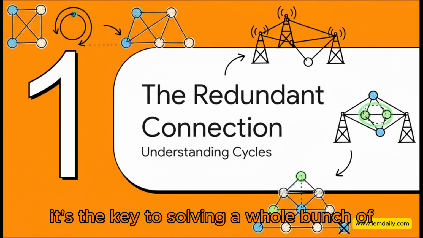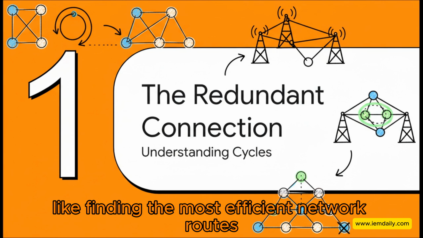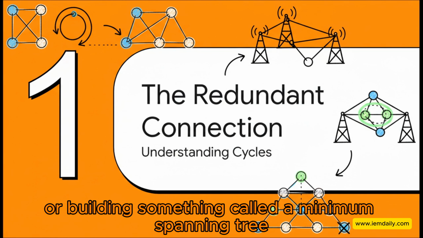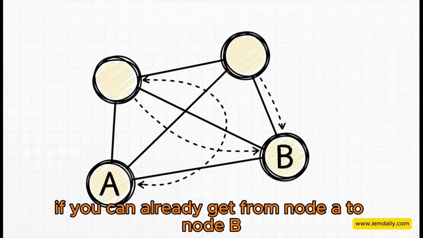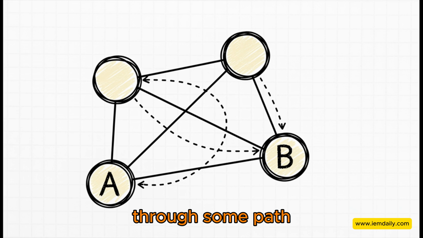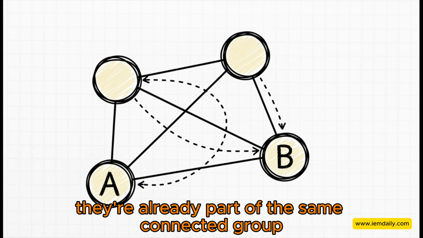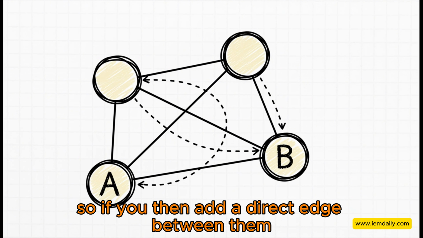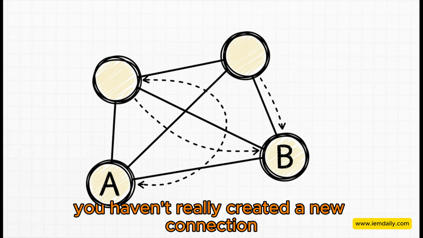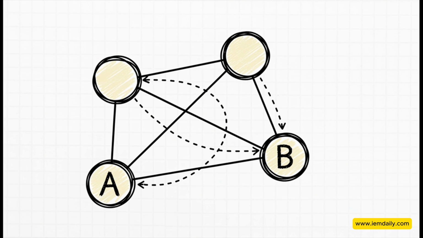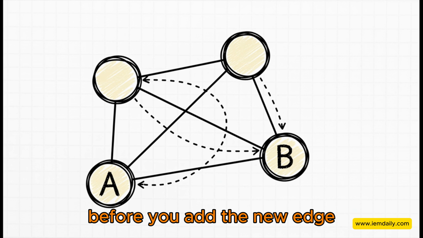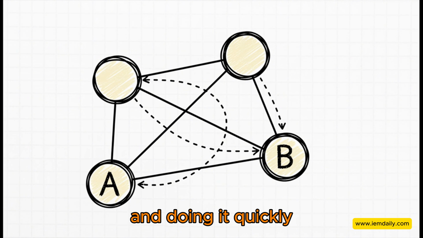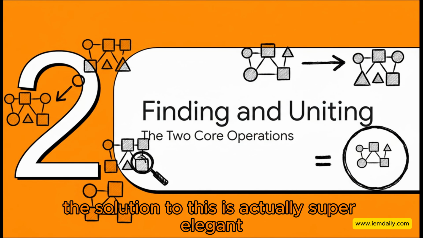It's the key to solving a whole bunch of important problems, like finding the most efficient network routes or building something called a minimum spanning tree. So here's the core idea, right? If you can already get from node A to node B through some path, they're already part of the same connected group. So if you then add a direct edge between them, you haven't really created a new connection. You've just created a cycle. The real trick, the challenge, is figuring out if that path already exists before you add the new edge and doing it quickly.